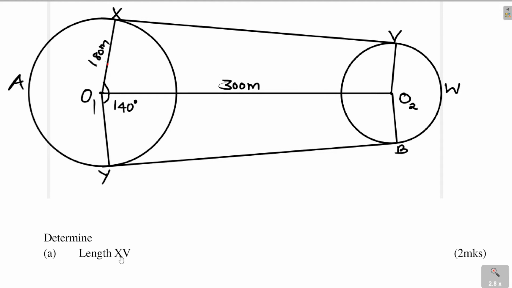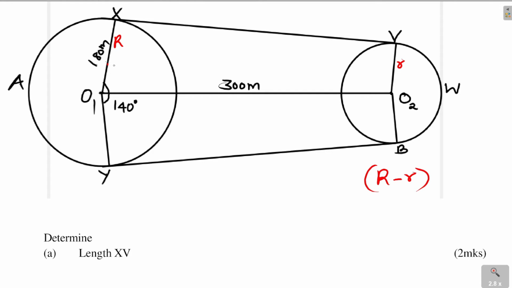How do you get the length XV? There are several things that you need to do to solve this question involving a direct exterior tangent. You need to draw another circle. Let the radius of the bigger circle be denoted by capital R and the radius of the small circle by small r. So you'll construct a circle that has a radius R minus r, that is, the radius of the bigger circle minus the radius of the smaller circle.